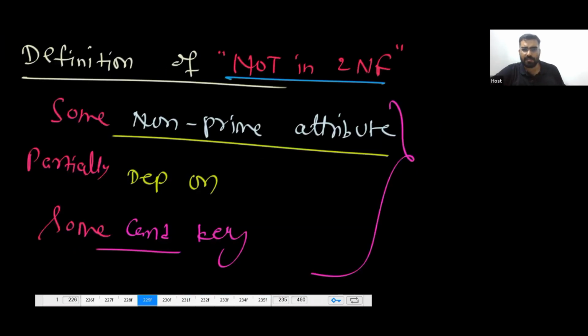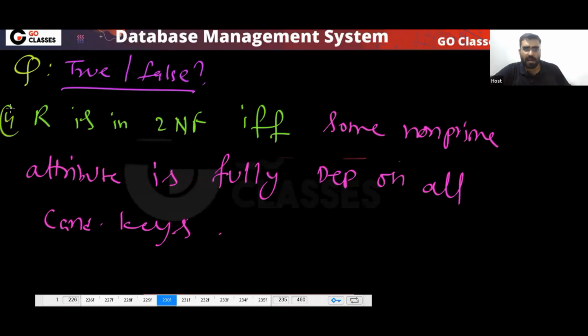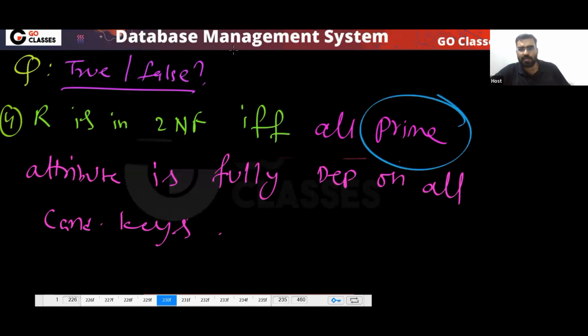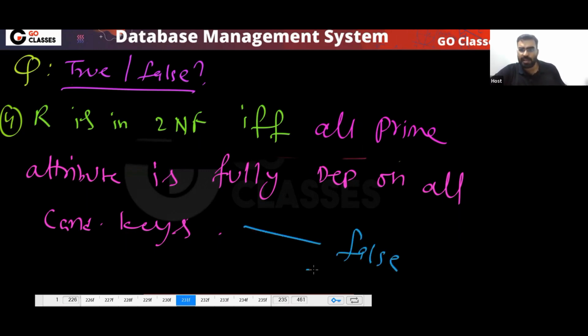Is this clear? Let's see the next. R is in 2NF if and only if all prime attributes are fully dependent on all keys. This has nothing to do with 2NF. We don't care about prime attributes, right? So this statement is false.